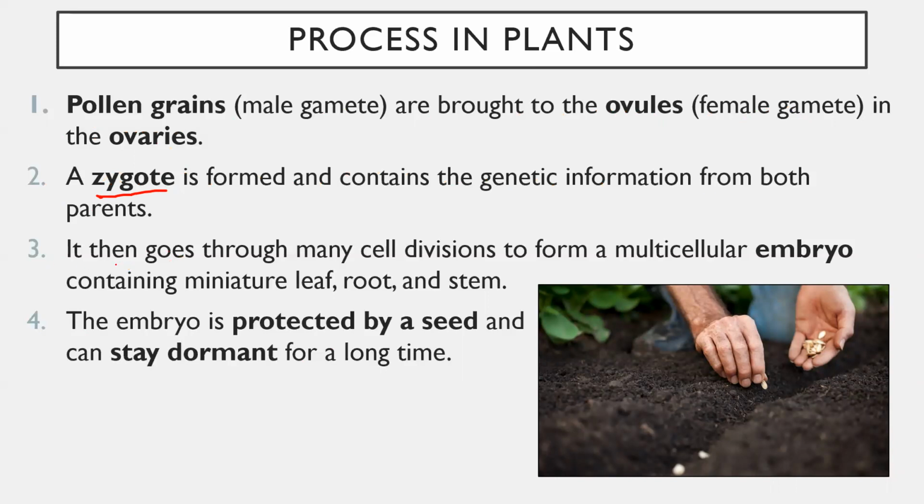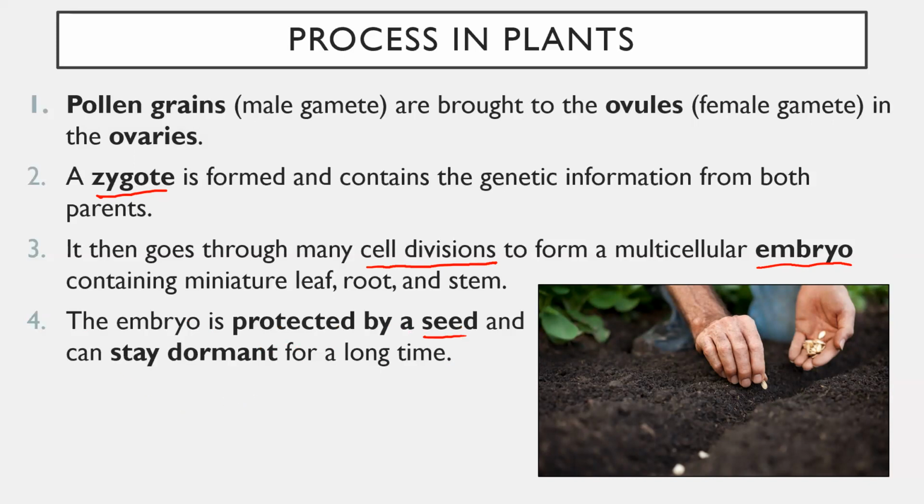Part 3 is it then goes through many cell divisions. So think back to binary fission, which we learned last class, to form a multicellular embryo containing a miniature leaf, root, and a stem. So an embryo, of course, is basically like the baby plant, right? It's the plant that's starting to develop after it has become a zygote and has been pollinated, and going from there, right? Now, the embryo is protected by a seed and can stay dormant for a long time.